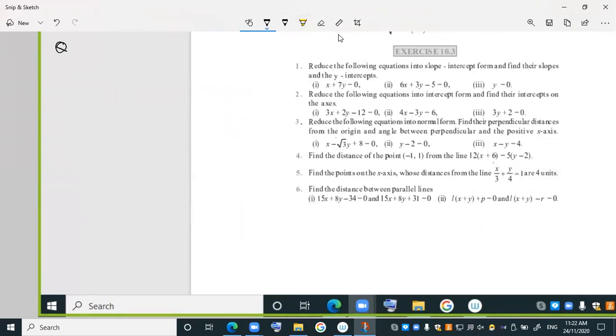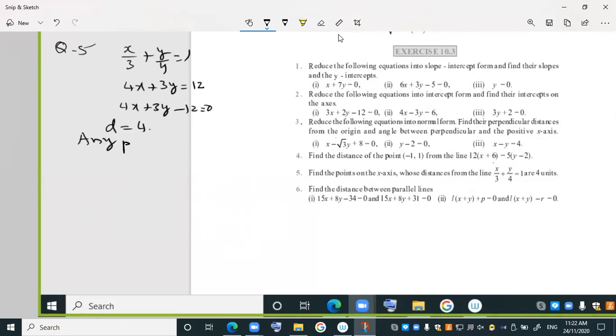Question number 5. In question number 5, first see the given equation is x by 3 plus y by 4 is equal to 1. Taking LCM, this will become 4x plus 3y upon 12, and the 12 will come on the right hand side. So you can write 4x plus 3y minus 12 is equal to 0. And the distance d is given to us as 4, and any point on the x-axis.